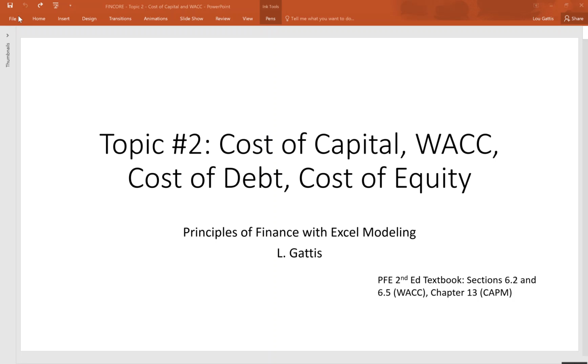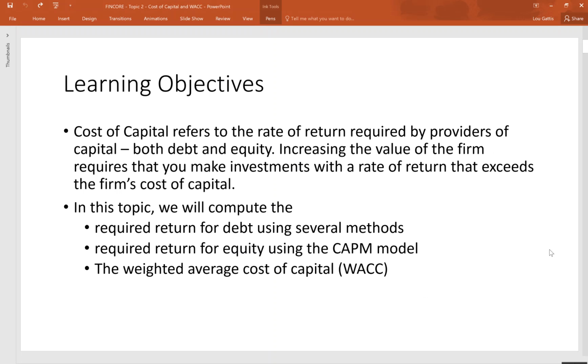Topic 2, the cost of capital, WACC, cost of debt, and cost of equity. Cost of capital refers to the rate of return required by providers of capital, both debt and equity. Increasing the value of the firm requires you to make investments with a rate of return that exceeds the firm's cost of capital. In this topic, we're going to calculate the cost of capital by first calculating the cost of debt using several methods, calculating the cost of equity using CAPM, and then computing the weighted average cost of capital.